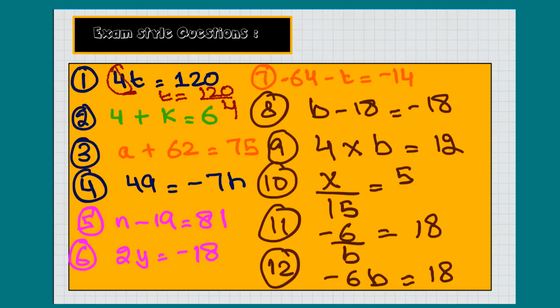When it's addition and subtraction, like plus 62, I need to find the unknown variable, which is a in this case. I'll take 62 to the other side. It will become a equals 75 minus 62. Then you just simplify it and it becomes your answer. If anything is in the denominator, like in question number 10, I need to find the value of x. Like I told you before, you simply multiply the denominator with the number on the right hand side. x equals 5 times 15.